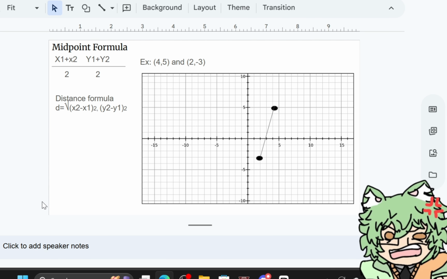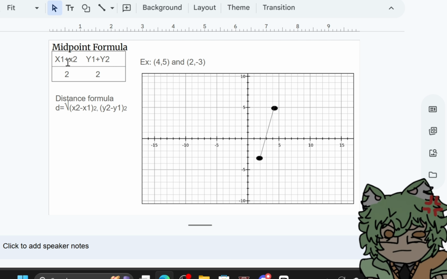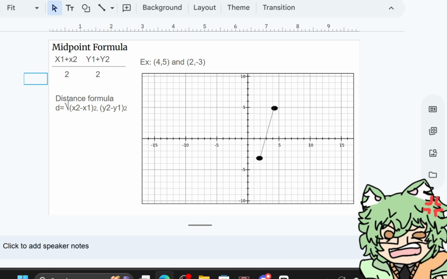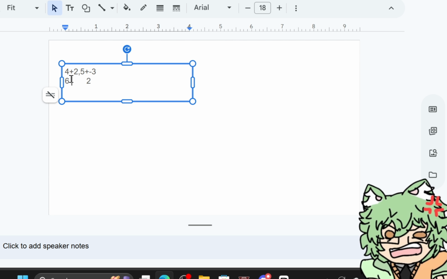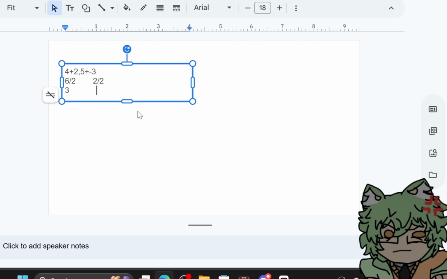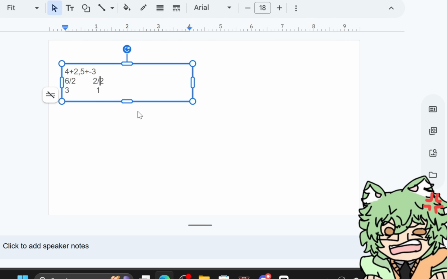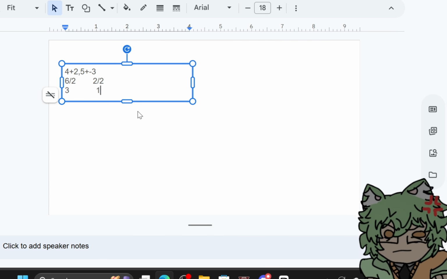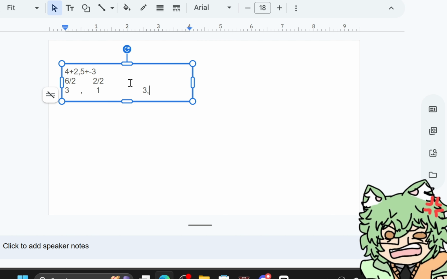If you can't do that, click off this video, or continue watching if you want to actually learn how to solve it. That's right, you divide by 2, for people who actually said that. Now you take this, divide by 2. Take this, divide by 2. Okay, there we go. So now you have 3, 1. Now this is your midpoint. Your midpoint is 3, 1.